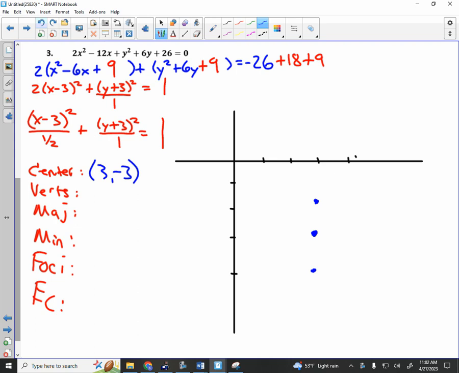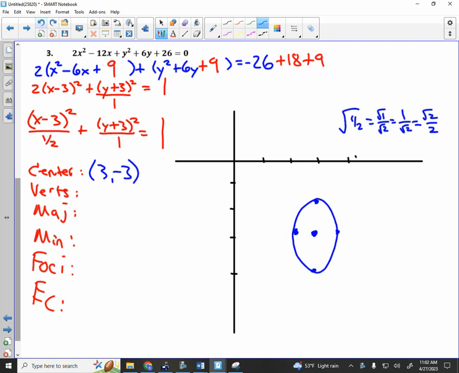The square root of a half, right? So the square root of 1/2, you guys recall, that's the same thing as the square root of 1 over the square root of 2, right? Or 1 over the root of 2, which is root of 2 over 2. If you did that in your calculator, it's about 0.71. So we go about 0.7 units in each direction. There we go.